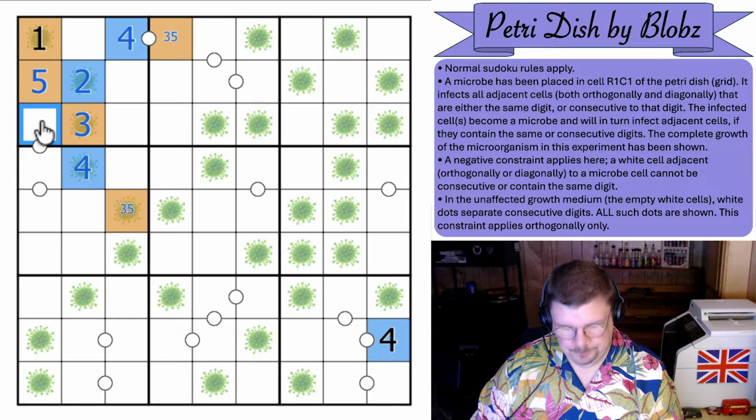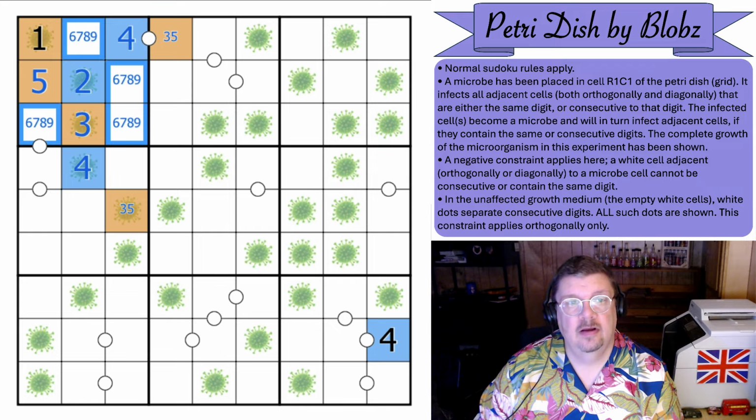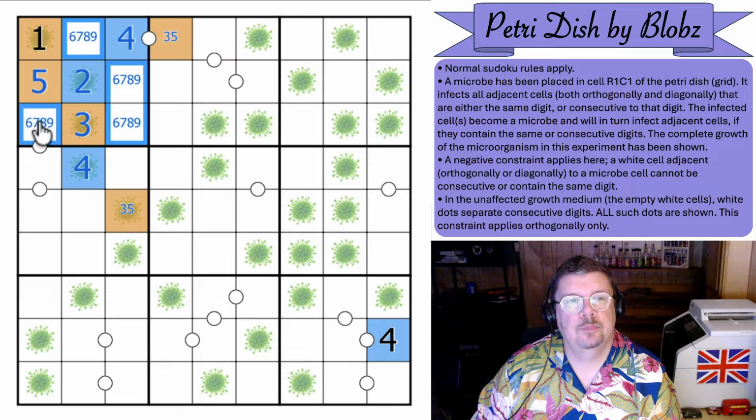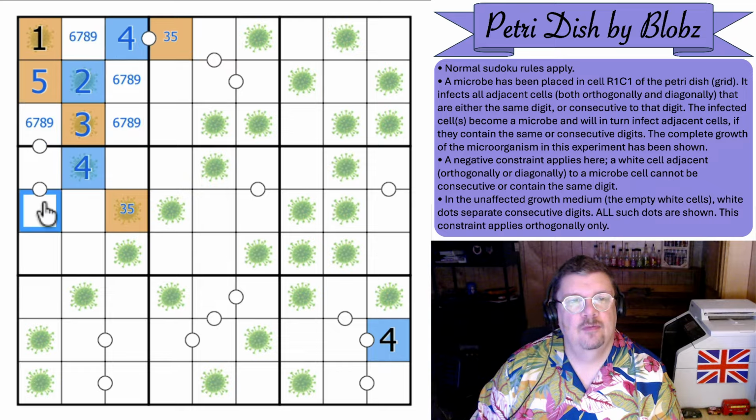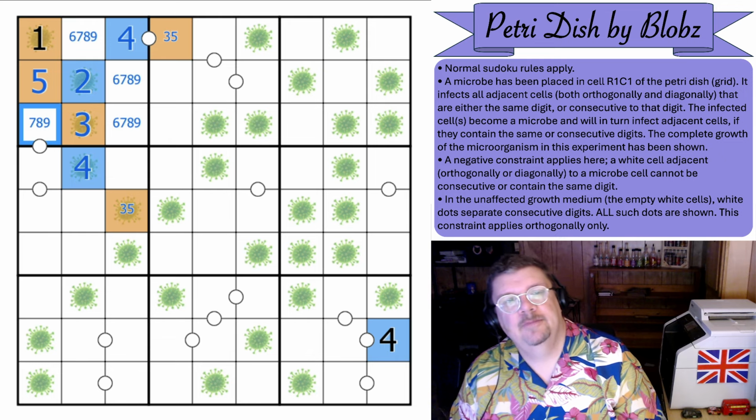Okay. So these are from 6, 7, 8, and 9. That can't go 6, 5, 4. So if that's a 6, that goes 6, 7, 8. If that's, oh, in fact, that can't be a 6 at all because of that 5. Okay, that makes that easier.